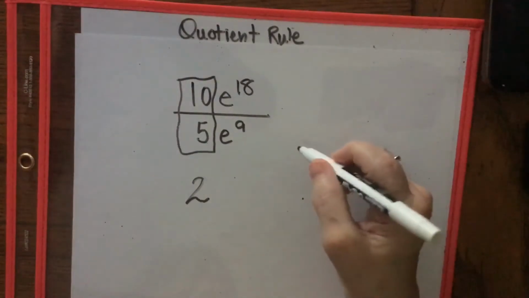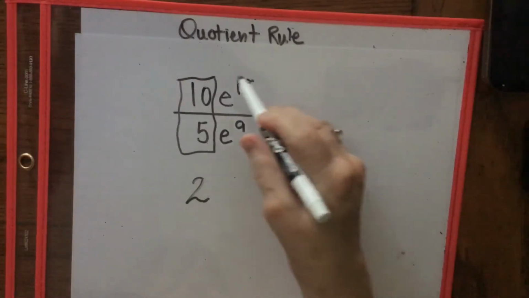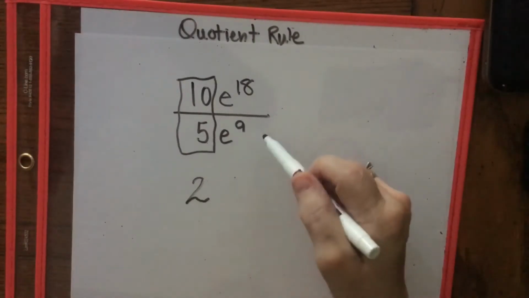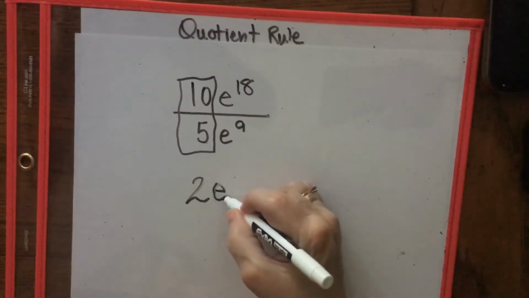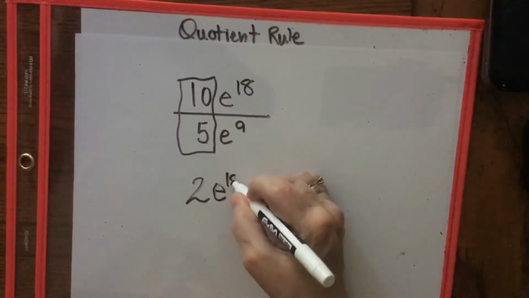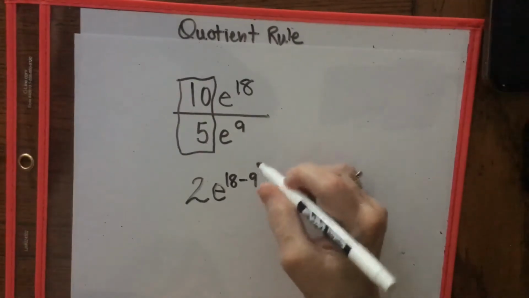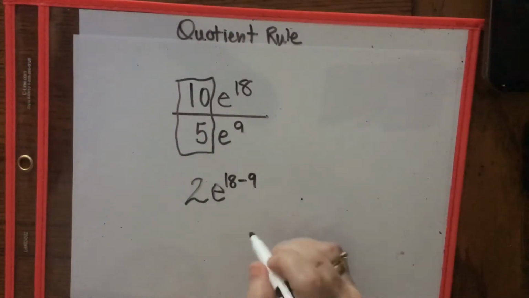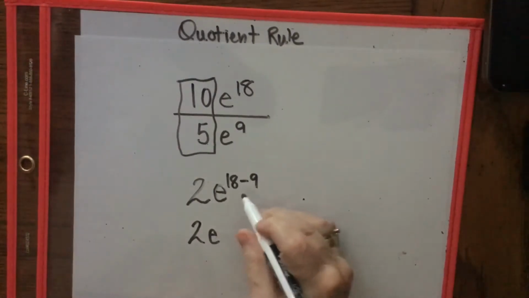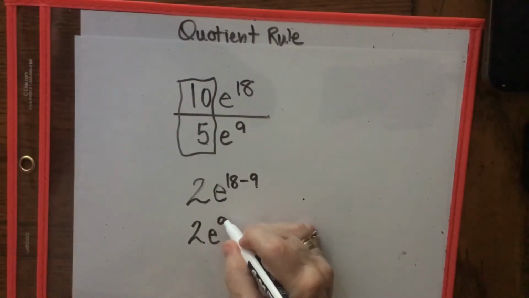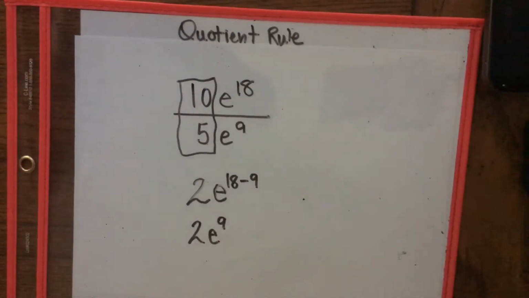But here we have a different thing going on because we have our bases of e that are alike. So we do have our base of e, and using our quotient rule, we would take that 18 and subtract 9. Remember, always reading from top to bottom. And then we can simplify that further as 2e to the 9, because 18 minus 9 will give me 9.